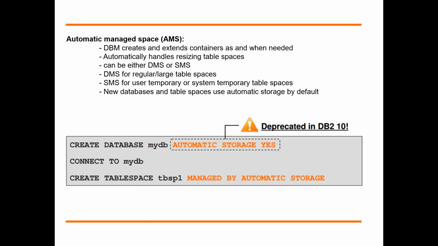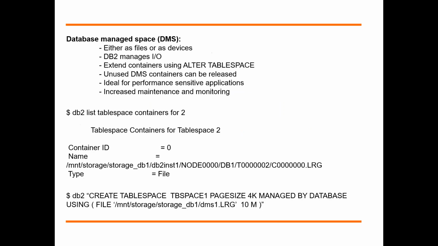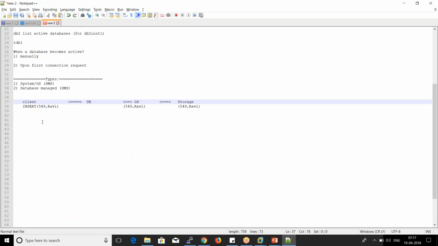Now this is how the table spaces are classified, based upon the way they are managed. One is SMS, another one is DMS. There is one more category you keep hearing in the latest versions called AMS, right? Which is automatic managed space. Now, what is this automatic managed space? Sometimes people get confused and take AMS as a replacement for SMS or DMS.